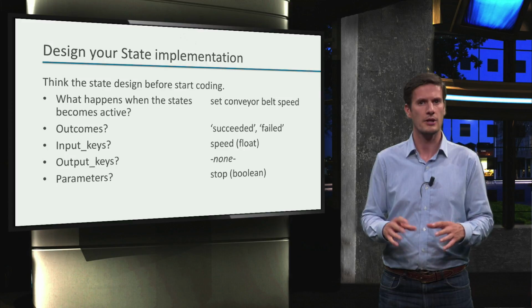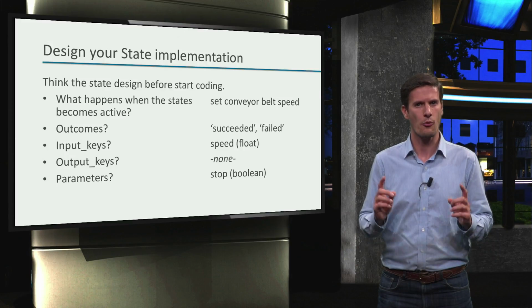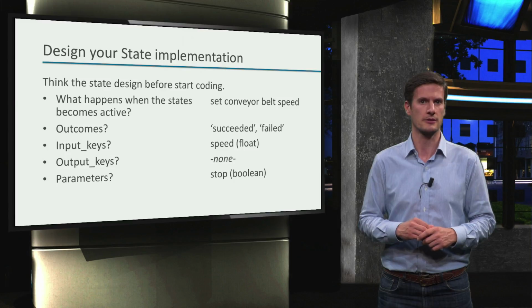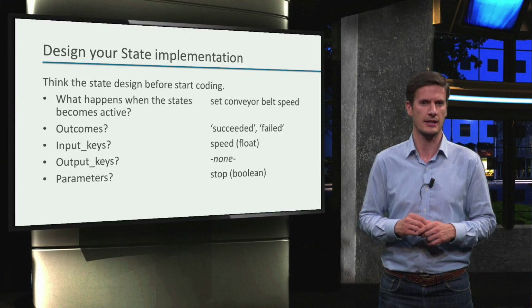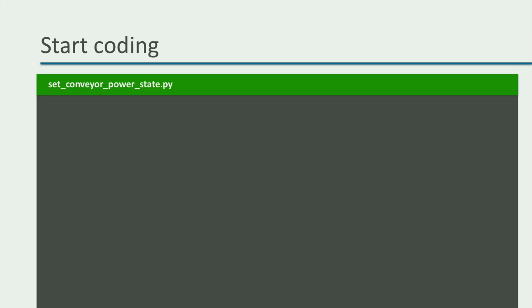Okay, now that we have the design of our state, we are ready to start coding our state implementation. So now we can open our text editor. Okay, first of all, FlexBE state implementations are Python classes. We will call ours SetConveyorPowerState to make it clear that it is a FlexBE state. Following standard naming conventions in ROS, we will use lowercase with underscores for the file name, whereas for the class itself, we will use capitalized words.